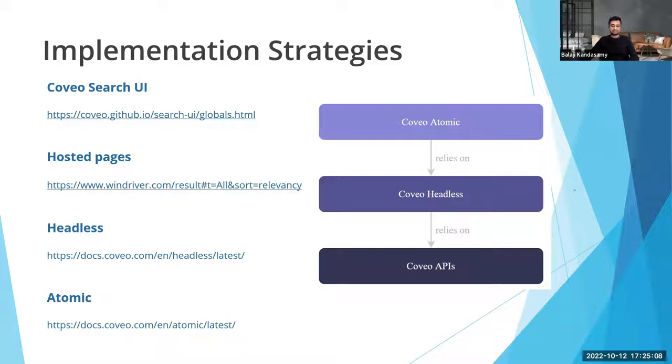And you can see, as per the diagram, Atomic is at the top level. It's just a wrapper for Headless. And eventually, Headless always talks to the Coveo API.